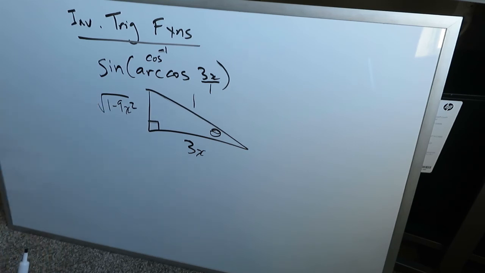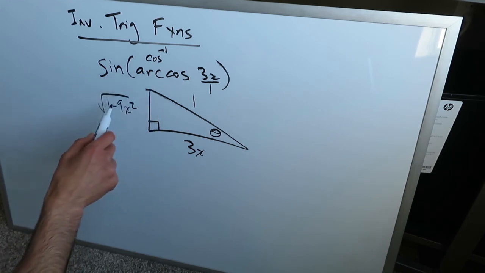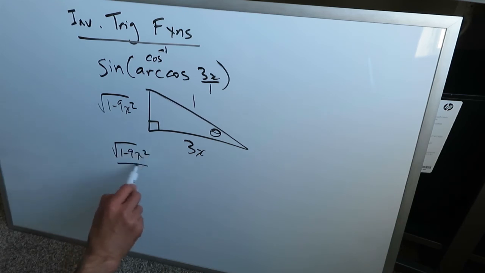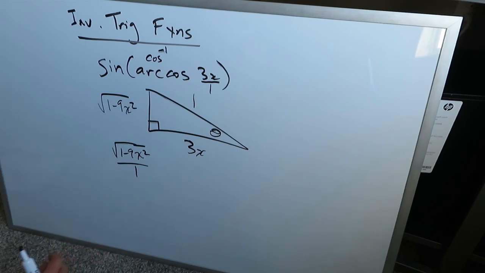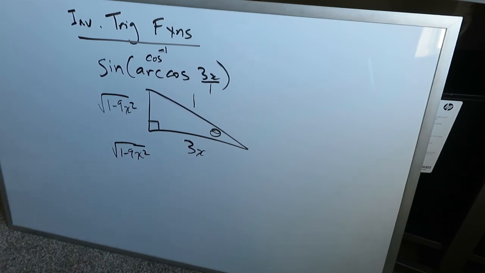Now you have everything you need to find the sine of this. The sine will be opposite over hypotenuse, which will be the square root of 1 minus 9x squared over 1. This over 1 is kind of meaningless, so your final answer will just be the square root of 1 minus 9x squared.